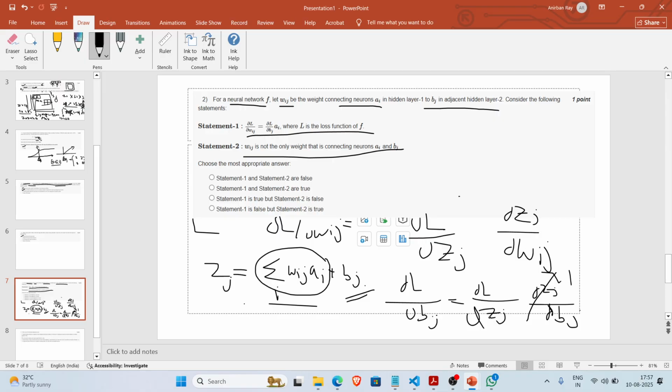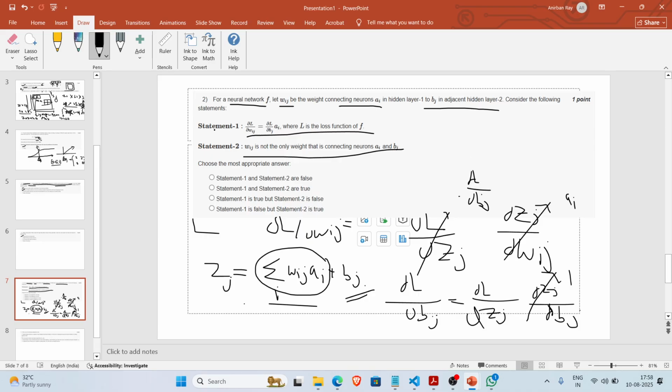Now when you're taking the derivative with respect to Wij here, only that Ai will come. It is also not dependent on B, so this will go to 0. This becomes Ai, and now this equals ∂L/∂Bj. So you get the answer: ∂L/∂Wij is equal to ∂L/∂Bj times Ai.